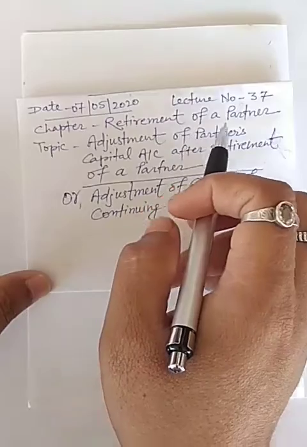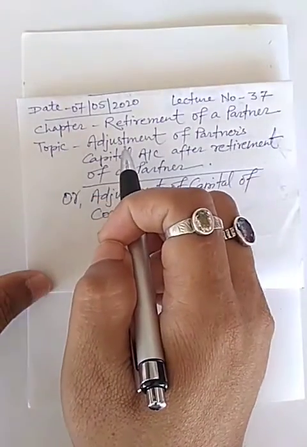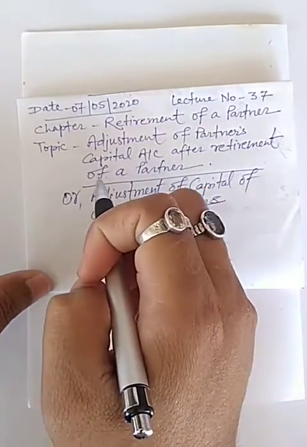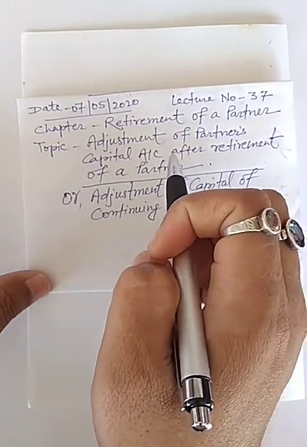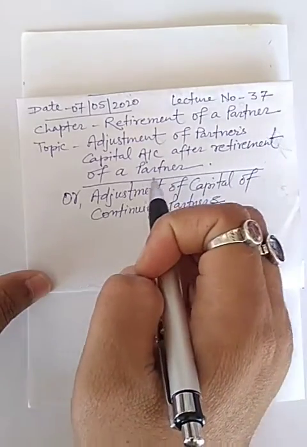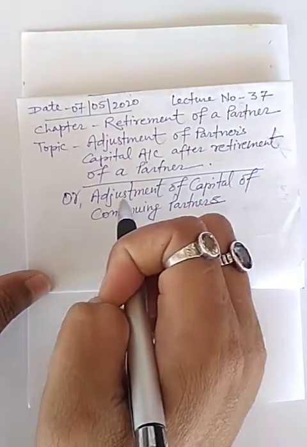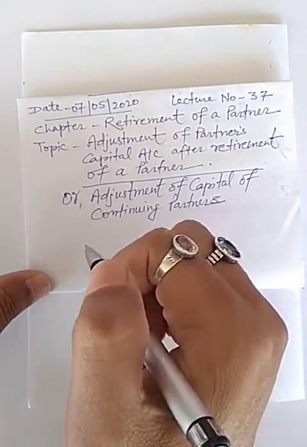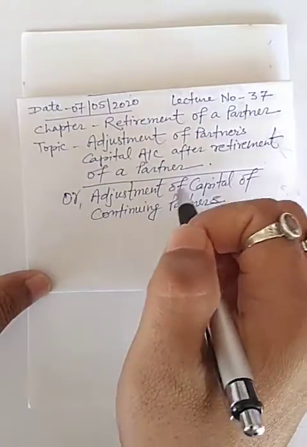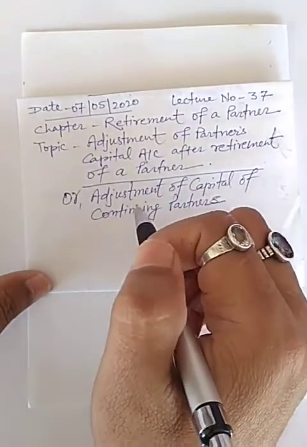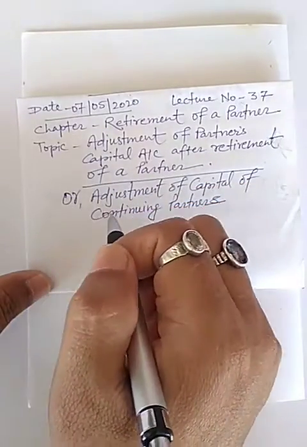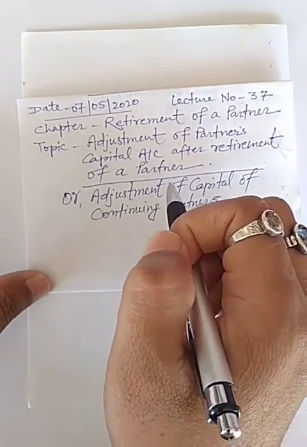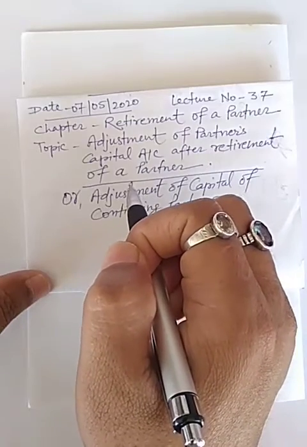The chapter is retirement of a partner, and the topic is adjustment of partner capital account after retirement of a partner, or we can say, at the time of retirement of a partner, adjustment of capital of continuing partners. In this topic I have to adjust existing partners' capital in their new ratio.